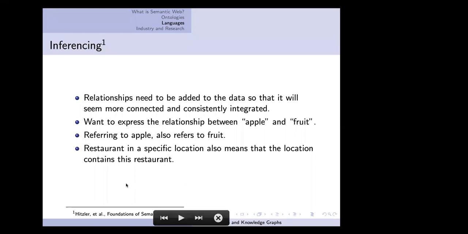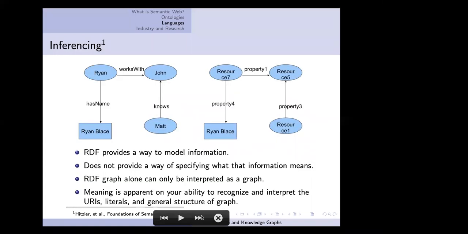Or we could say that if a restaurant has a specific location, then this also means that the location itself contains the restaurant. Right, so only one of those two triples is what you need to define, and the other one will be automatically inferred from that information. Right, so this can increase in complexity a lot. So the more complex your graph gets, the more advanced your inference is going to be as well.